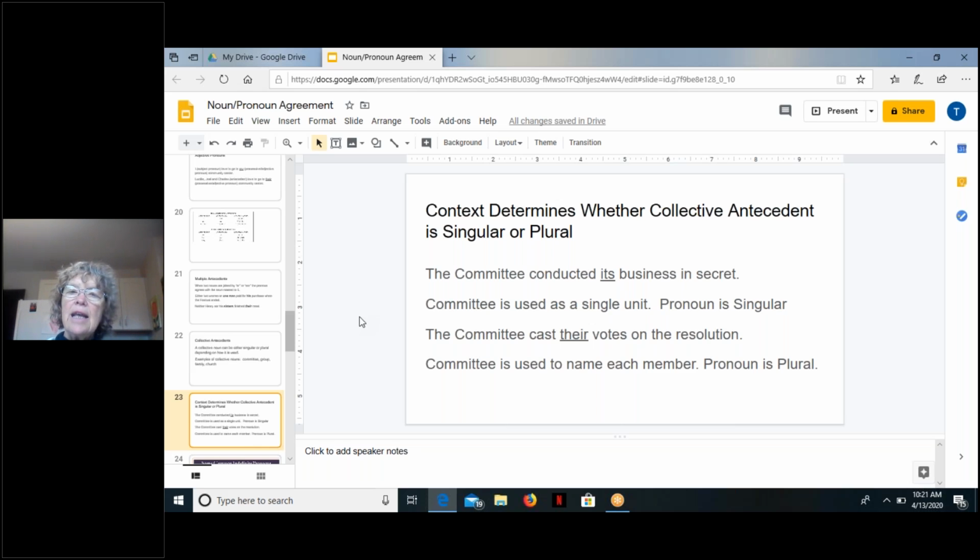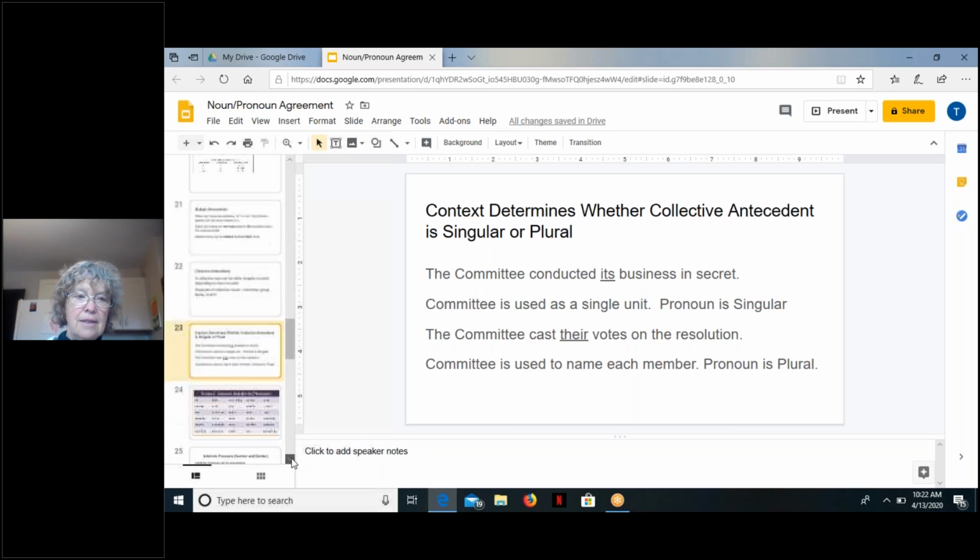The committee conducted its business in secret. In this case, committee is referred to as a single unit, so we use "its" to agree with committee as the single unit. However, we can also write, "The committee cast their votes on the resolution," because we know that the committee is made up of individual members and each member has a vote. So we are writing this sentence using the plural pronoun to refer to the collective antecedent, which is used as plural in the context of this sentence.